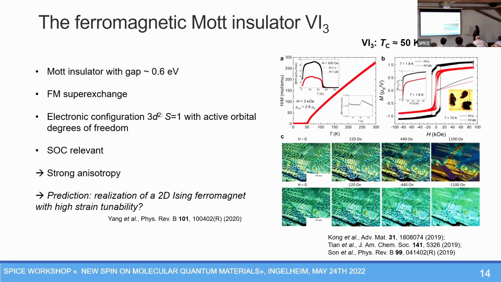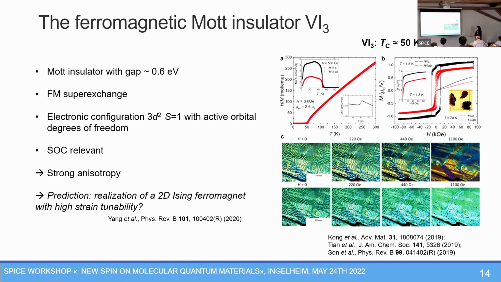This material was shown to be a Mott insulator with a gap of around 0.6 electron volts. It has ferromagnetic interactions. In contrast to the chromium system that I just mentioned, it has a slightly different electronic configuration. So it's 3d2, meaning it's a spin-1 system with active orbital degree of freedom. In addition, spin-orbit coupling is relevant. And all of these factors play together in order to establish basically a strongly anisotropic ferromagnet in this material.